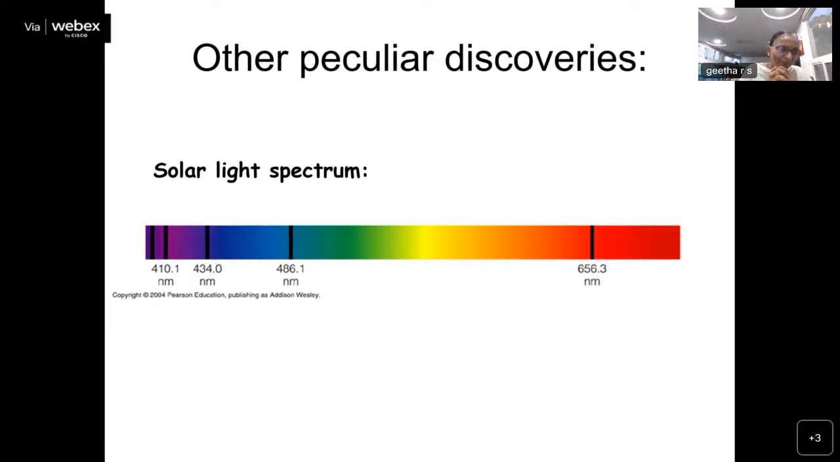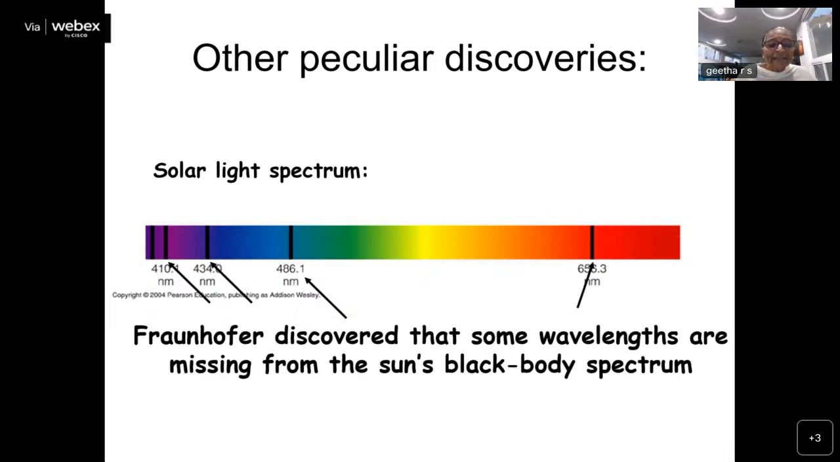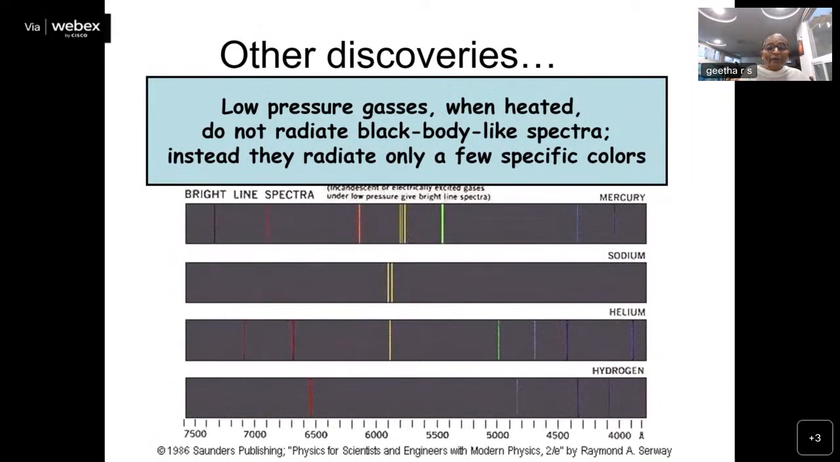And not only that. Now, the Rutherford model was planetary-like, and there were other evidences. Like the solar light spectrum, there were some colors missing. Some wavelengths were missing from the sun's black body spectrum. And low pressure gases, see, in our mind any hot body should give a continuous spectrum, as you have read. But some elements in the atomic state, when they were excited, never gave a continuous spectrum, but instead gave discrete, specific lines.